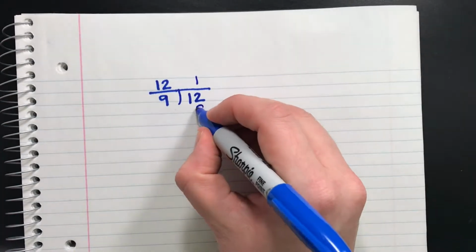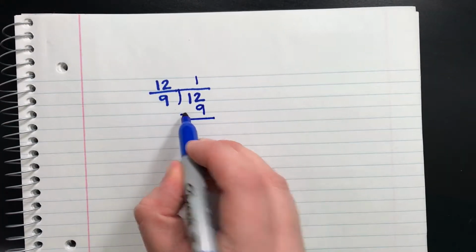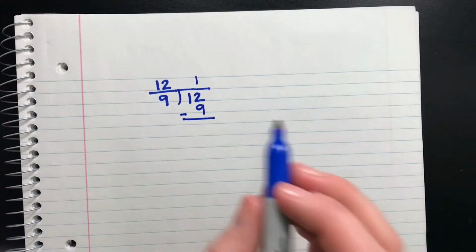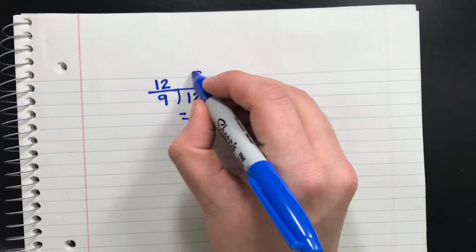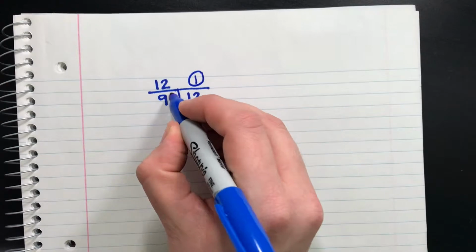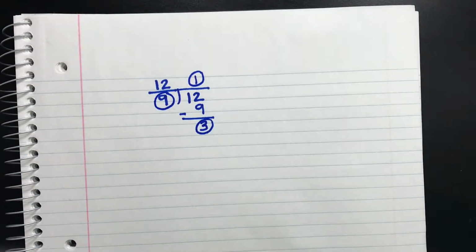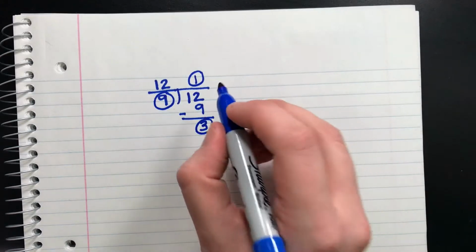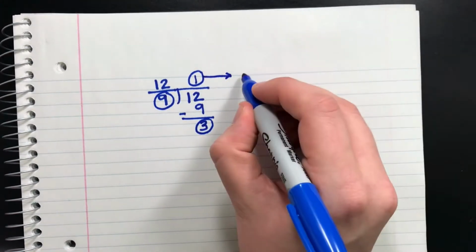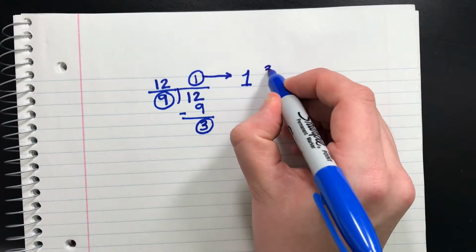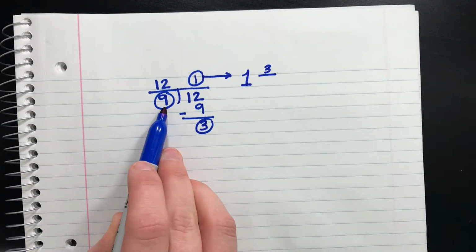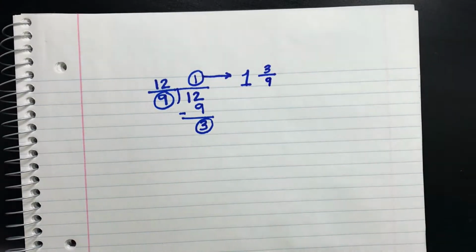9 times 1 is 9. We bring that down and subtract. 12 minus 9 is 3. So now we have 1, 3, and 9 are going to be the numbers in our mixed number. So this top number is going to be our whole, and then our remainder is our numerator, and this 9 over here is going to end up as our denominator. So that is how you change an improper fraction into a mixed number.